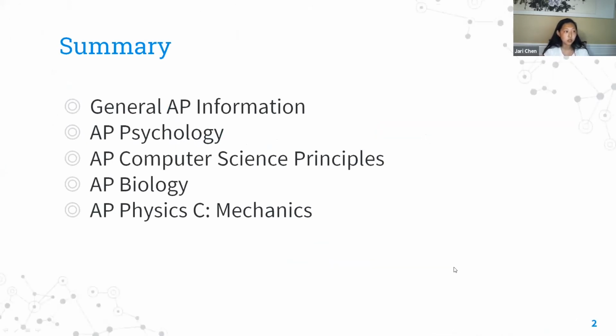So here's a summary of what we will be going through today. First we'll go through general AP information and stuff you would probably need to know about AP, and also some specific classes. As I said, I've taken 4 AP classes, and these are the 4 that I've taken, so I know a little bit more about them. They're AP Psychology, Computer Science Principles, Biology, and Physics C Mechanics.